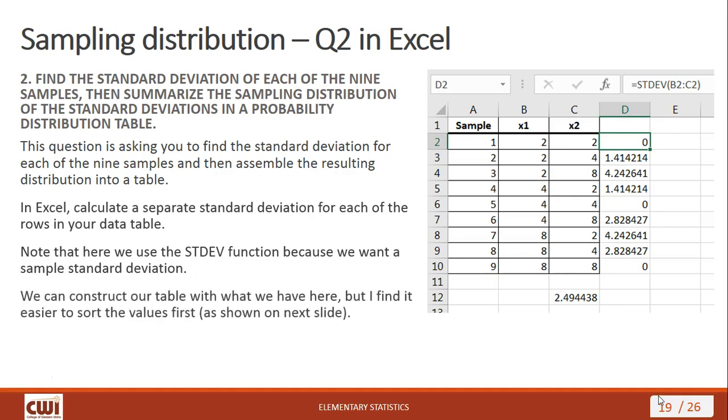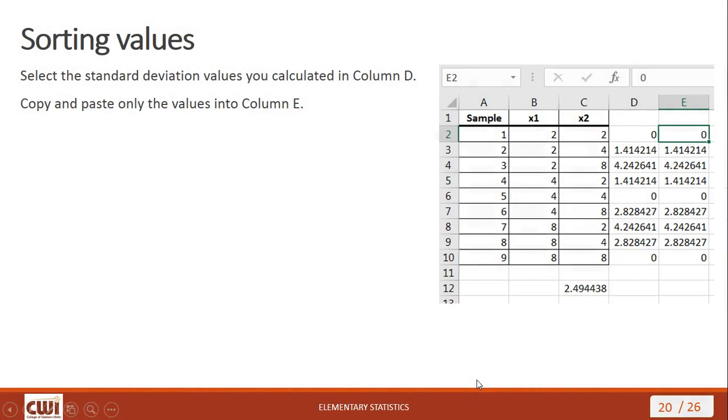Now we can construct our table with the values that we have here, but I find it easier to sort the values first. So here on the next slide, I'll show you how that's done. What I do is I take these values and I copy and paste only the values into the next column. Because remember, these cells here in column D actually contain formulas. I don't want to copy the formulas over, just the individual values.